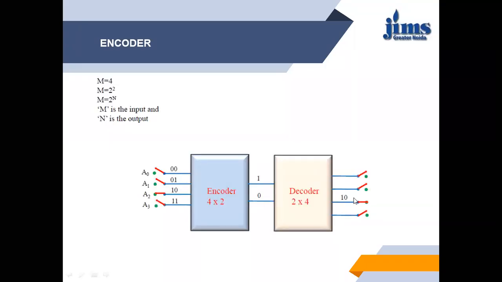Now what will it do? It will show 1 0 at the output. So this data is transmitted with the bus number 3 according to the output of the encoder. The decoder is used to decode the input signal, and in the same manner data is transmitted. So this is the way switches are open and short circuited.